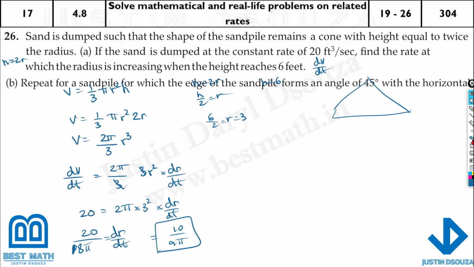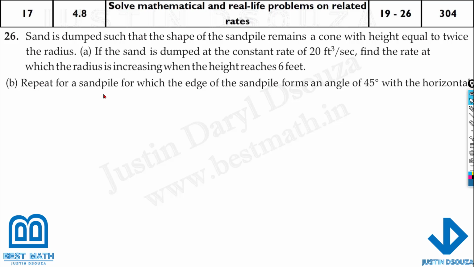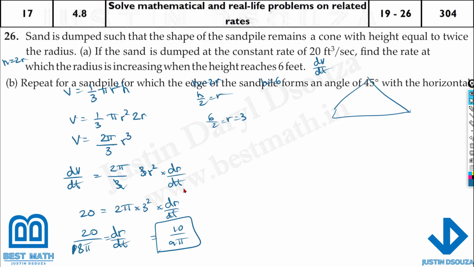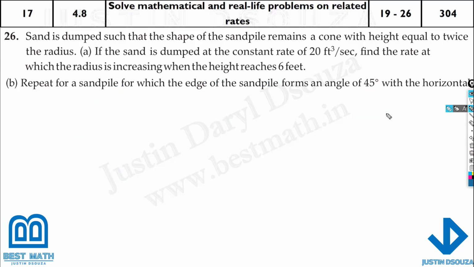There is a part B of the problem. Let's look at this. Repeat for a sand pile for which the edge of the sand pile forms an angle of 45 degrees with the horizontal. Now the same question must be repeated. Okay, let's do it again. Let's see what's the figure. It's the cone, and here they have told us the sand is being dumped, it's increasing and all that, right? The angle is 45.